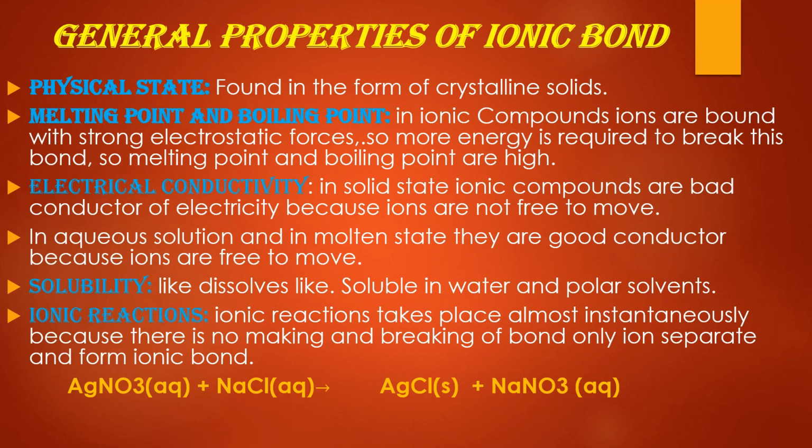So now I am starting the general properties of ionic compounds. What are the general properties of ionic bond? The first property I am taking is the physical state. Ionic compounds are generally found in the form of crystalline solids. The second property is melting point and boiling point. Because there is strong attraction between the cation and anion, and in ionic compounds the ions are bound with strong electrostatic forces, more energy is required to break these forces, and hence the melting point and boiling point of ionic compounds are high.